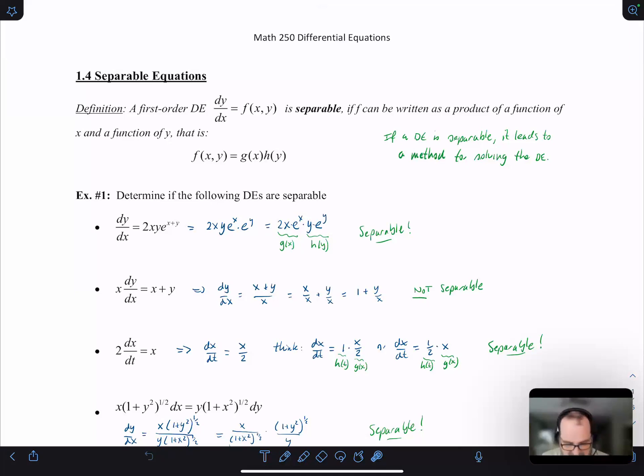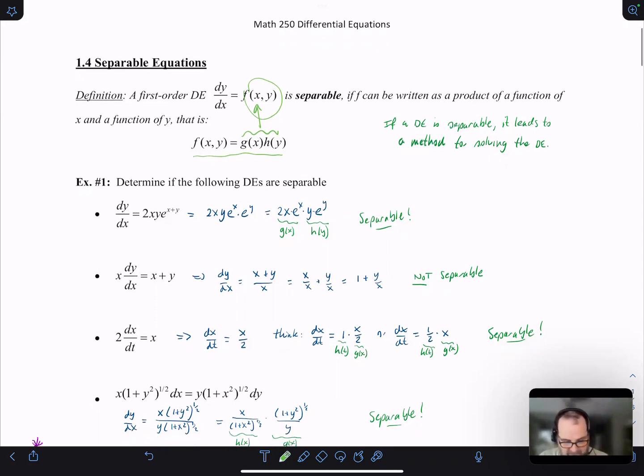As the little definition up here describes, a first order DE, dy/dx equals f of x,y. So this is our generic first order DE. This method doesn't work for any old DE. It works specifically for the type of DE where the f of x,y we're looking at is equal to g of x times h of y. If this is the type we have, then we have a method that we can use to solve it.